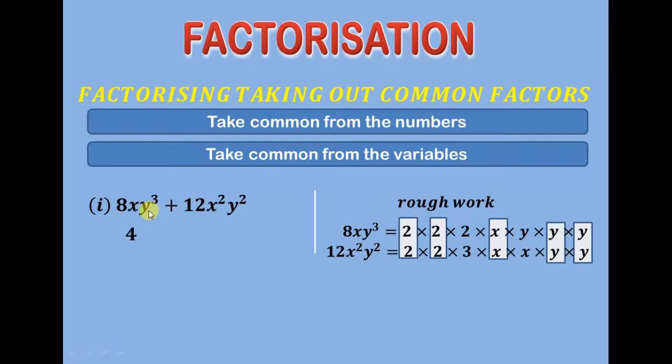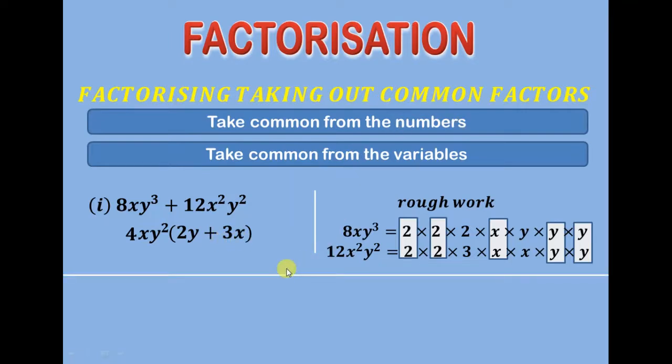Here the power of y is 3, here the power of y is 2. So 2 is the small power, so I'll take y square common. When xy square comes out, I'll get 2y plus 3x. So the answer is 4xy square inside the bracket 2y plus 3x.